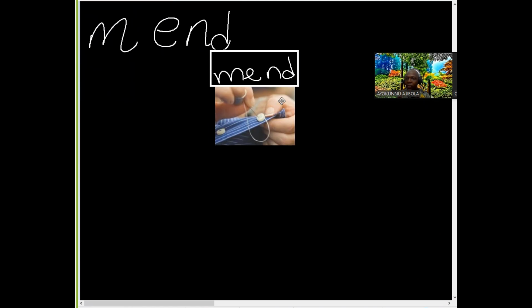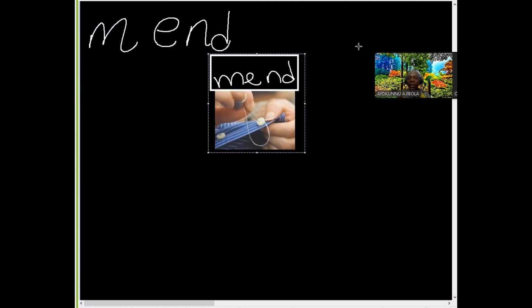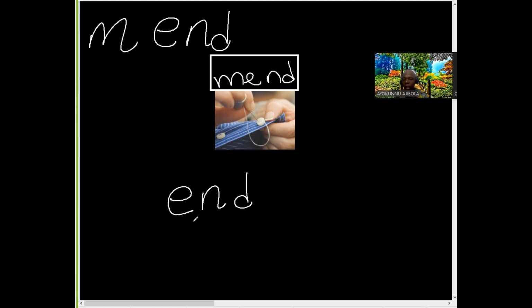Okay. Now, can you see to mend a shirt? Say to mend a shirt. To mend a shirt, yeah. So you can use needle and thread to fix the button, right? So that is mending the shirt, to mend the shirt. Okay, what's our root word again? End. Can you spell end? E, N, D, end. Spell it again. E, N, D, end.